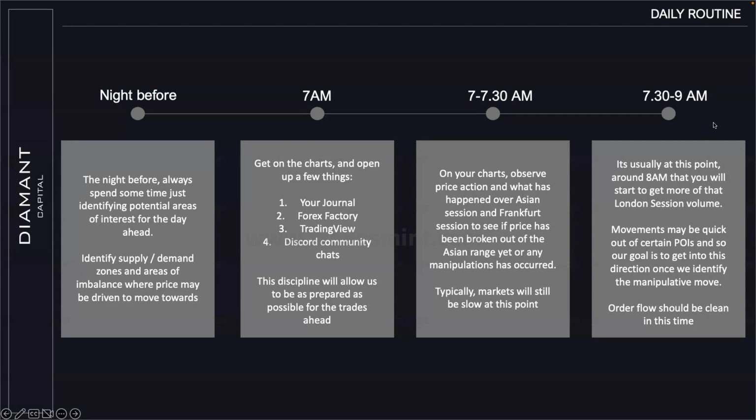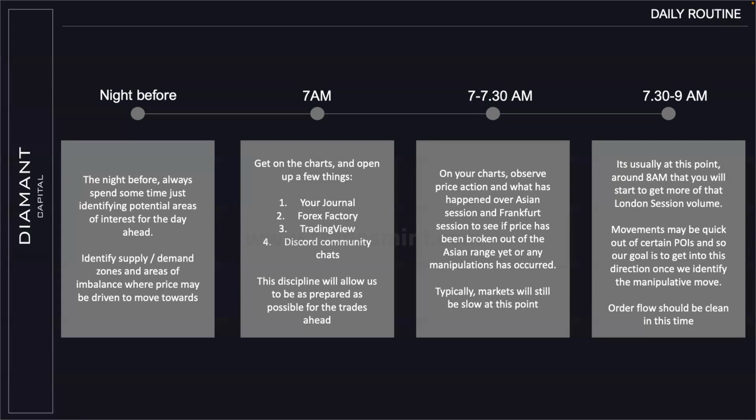Now, moving into the London session, 7:30 to 9 a.m. It's usually at this point, around 8 a.m., that you'll start to see a bit more of the London session volume. Movements may be quick out of certain points of interest, and so our goal is to get into a certain direction once we identify the manipulative move.